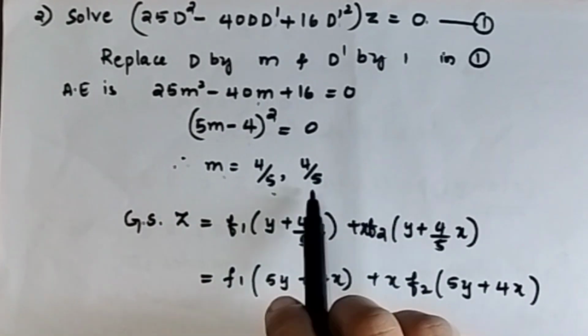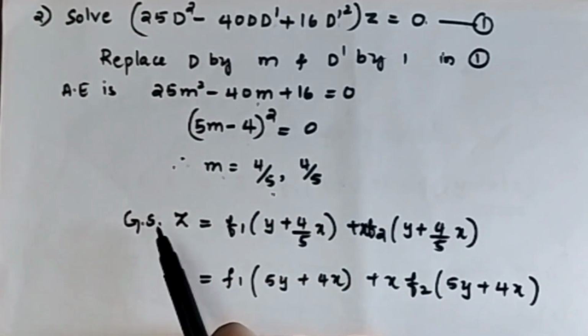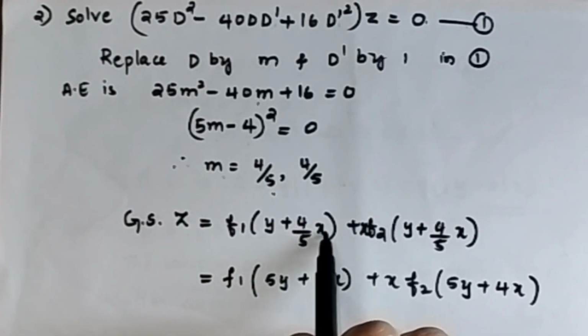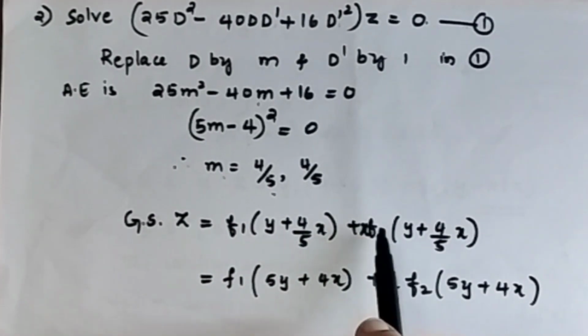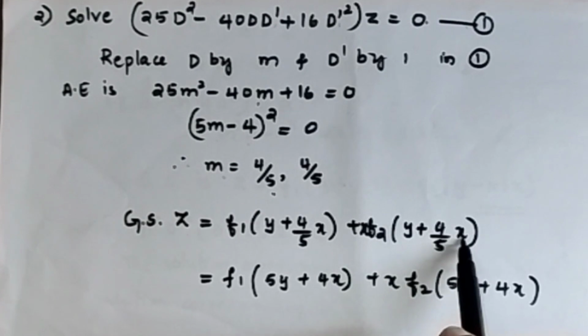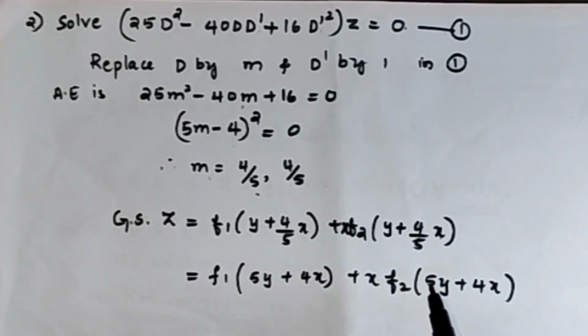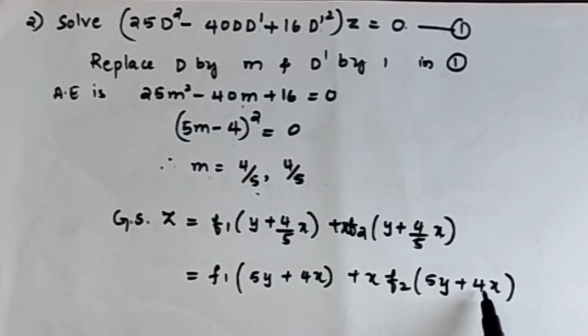Now it has repeated roots, hence the general solution is f1 of (y + 4/5 x) + x into f2 of (y + 4/5 x). Then we can write it as f1 of (5y + 4x) + x into f2 of (5y + 4x).